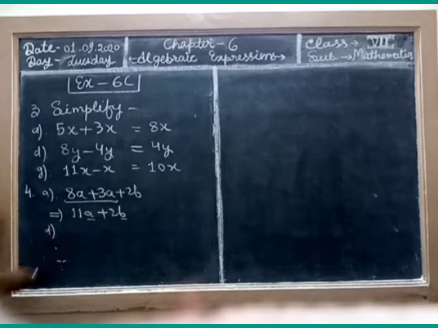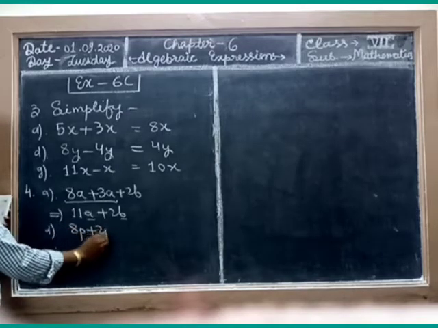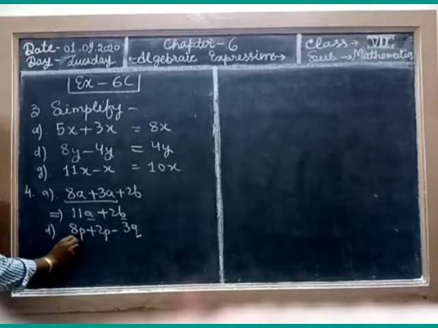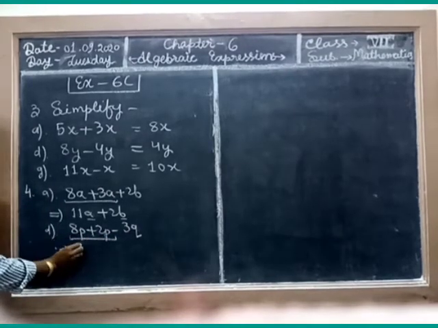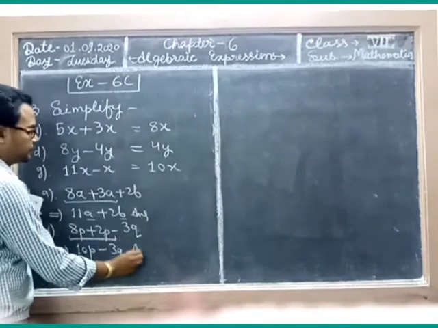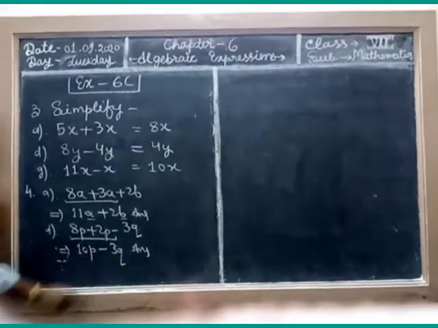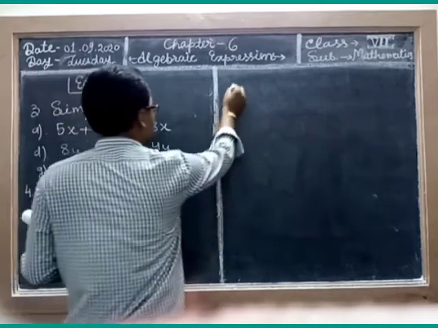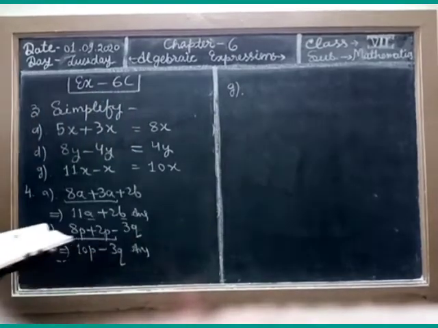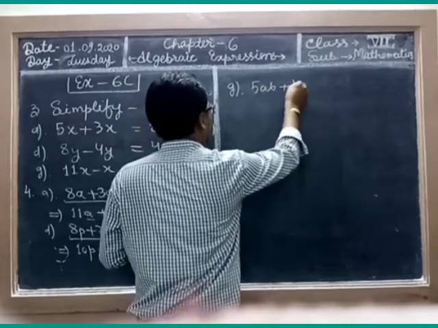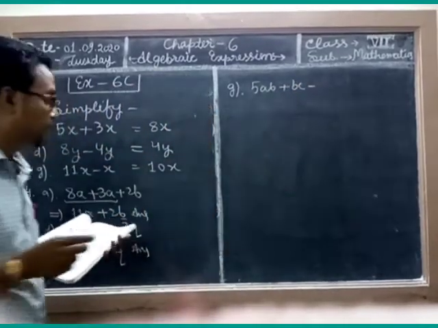Now d part. Now again these two are like terms. 8p plus 2p, that is 10p minus 3q. So this is the final answer, because p and q are unlike terms. After D, G part. 5AB plus BC minus 3AB.